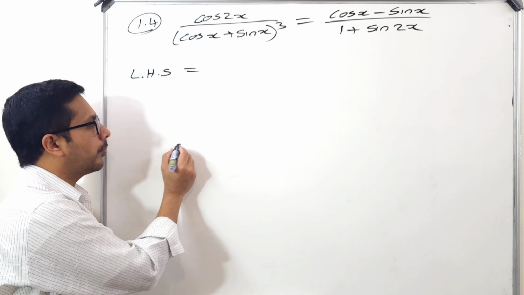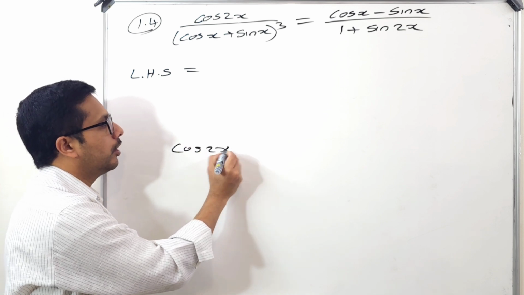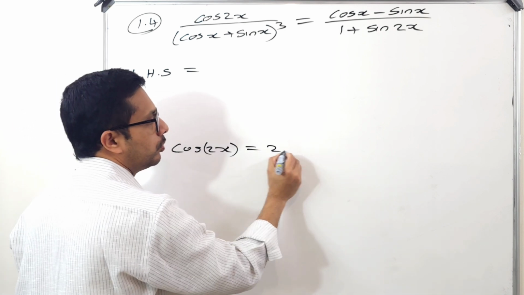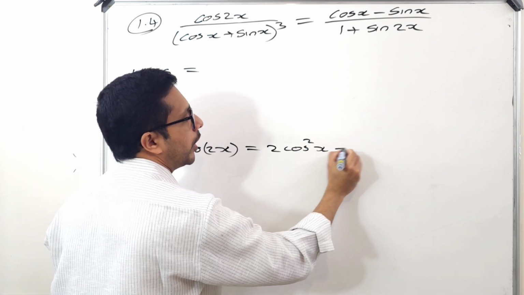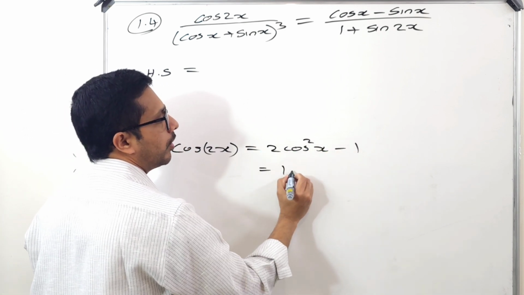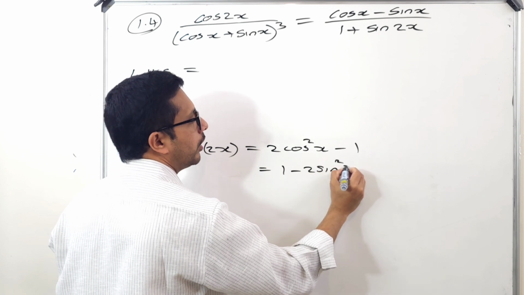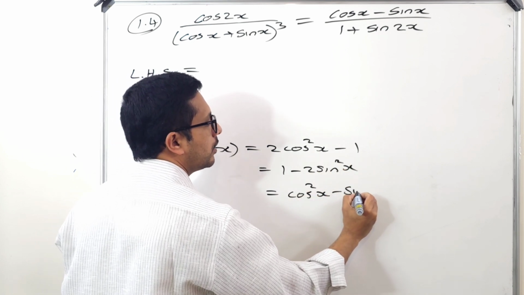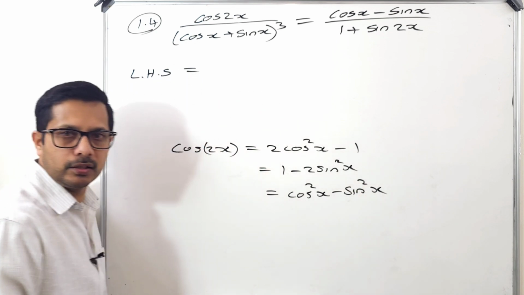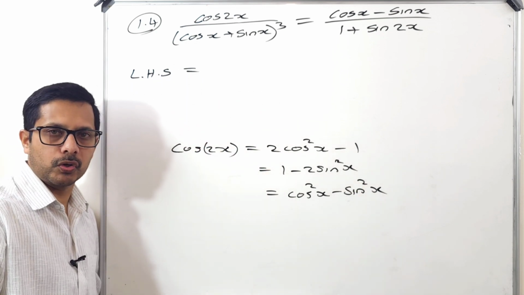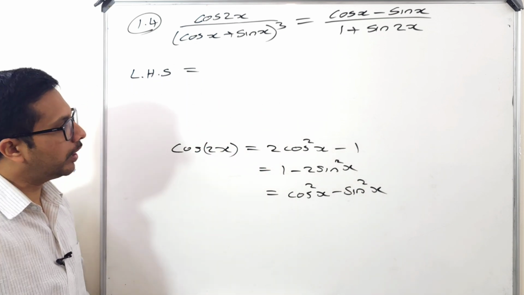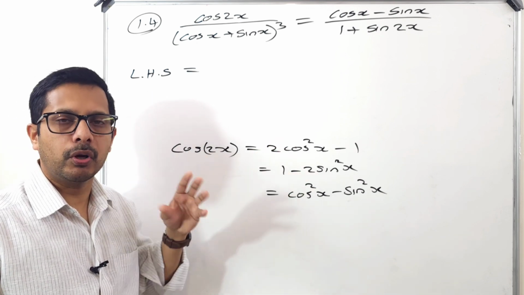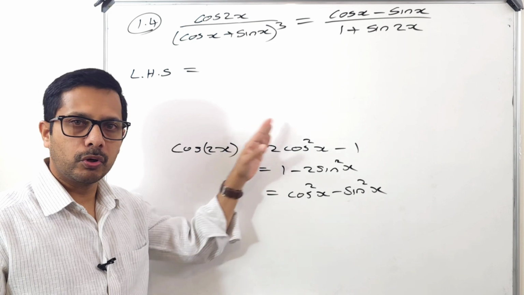For cos double angle, cos 2x, you studied 3 formulas. What are the 3 formulas? 2 cos square x minus 1. Second one is 1 minus 2 sin square x. And the third one is cos squared x minus sin square x. These are the three double angle formulas for cos. Am I right? When I look at this one, these three formulas are already in my mind. I hope they are in your mind also, as you already studied this.